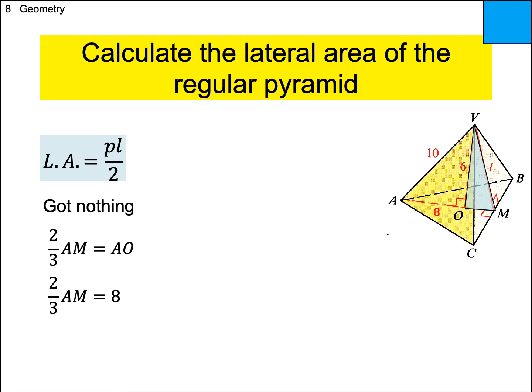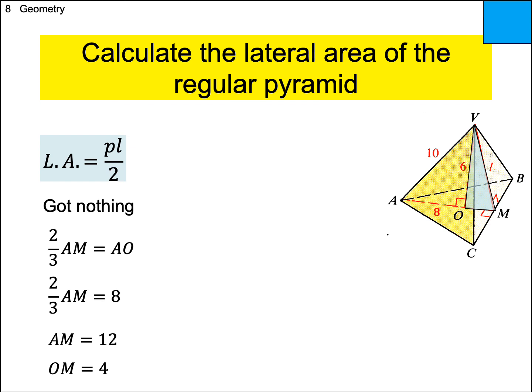All right, so let's see. 2/3 of AM is 8, so just multiply both sides by 3/2. 3 times 8 is 24. Half of 24 is 12. Therefore, I know that AM, the whole thing, is 12. Therefore, I know OM: 12 minus 8 is 4. So I just figured out the small part.